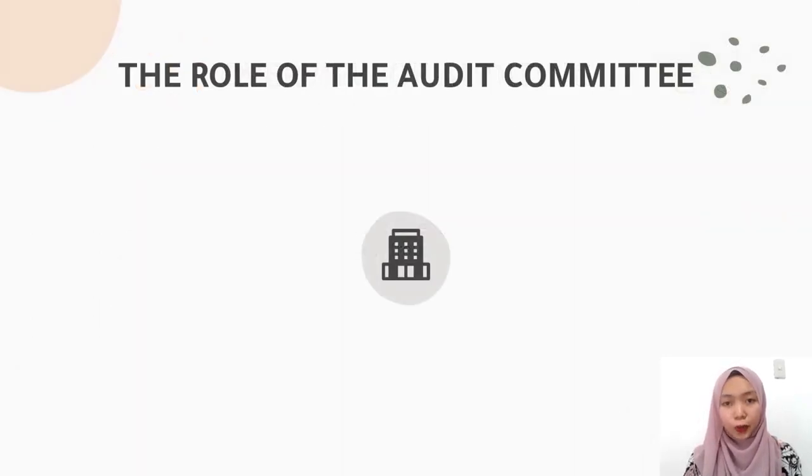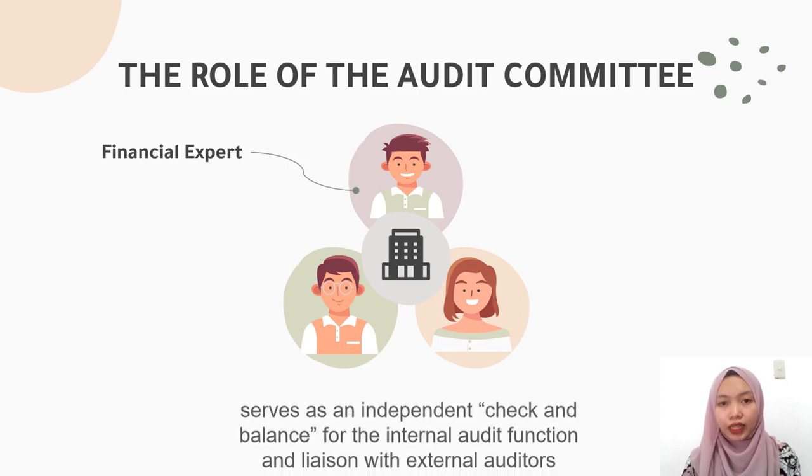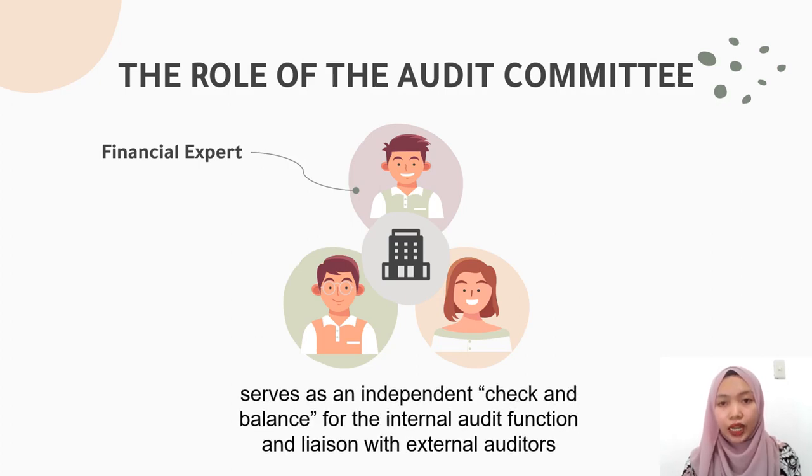Now, let us know the role of the Audit Committee. The Board of Directors of publicly traded companies form a subcommittee known as the Audit Committee, which has special responsibilities regarding audits. This committee usually consists of 3 people who should be outsiders. Now, with the advent of the Sarbanes-Oxley Act, at least one member of the Audit Committee must be a financial expert. And this Audit Committee serves as an independent check and balance for the internal audit function and works together with external auditors.